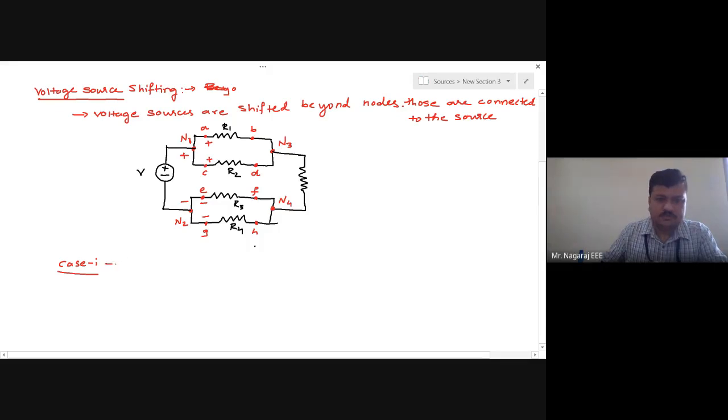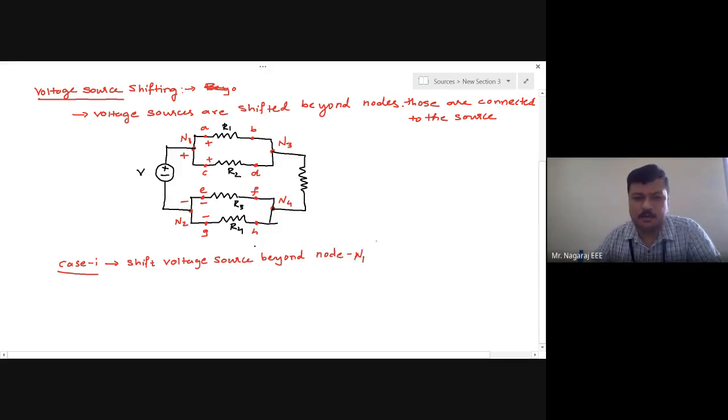Shifting the voltage source beyond node N1. Now when I shift this voltage source beyond node N1, what will happen to this branch? That should also be taken care of, is it?